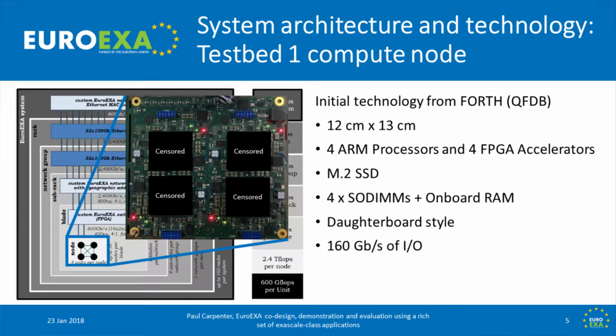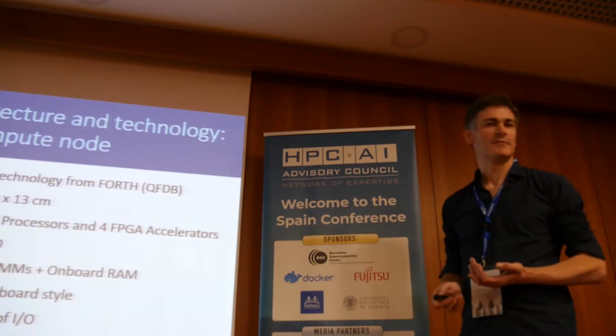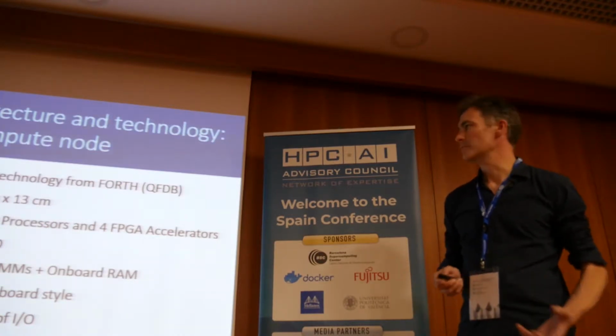So very quickly, the first testbed, which Peter also mentioned, is based on technology from Forth. It's actually the quad FPGA daughter board. It's an old slide that says censored. I just noticed that this morning. It's a Xilinx UltraScale Plus FPGA, which brings each of them 4 A53s, an FPGA accelerator, and the other hardware stuff you would expect on a board.